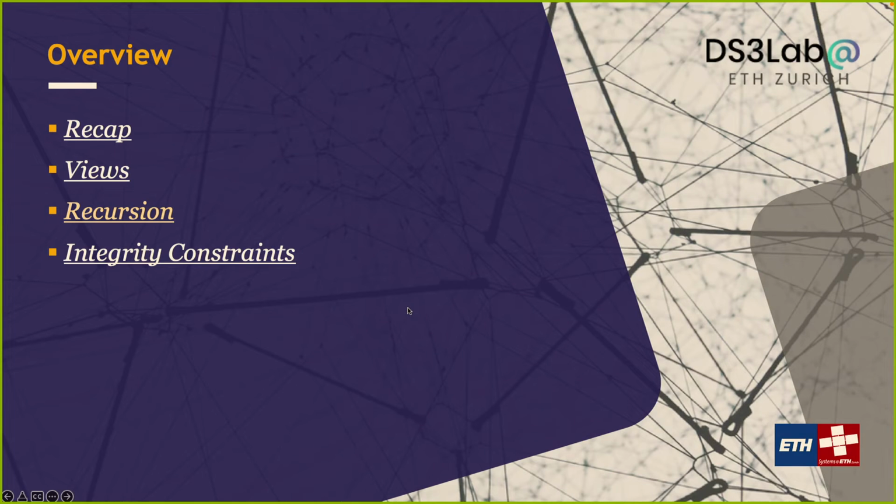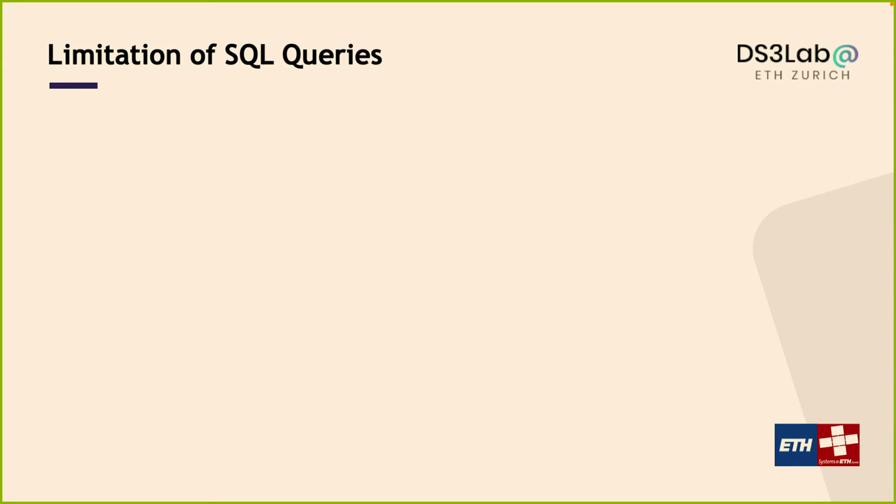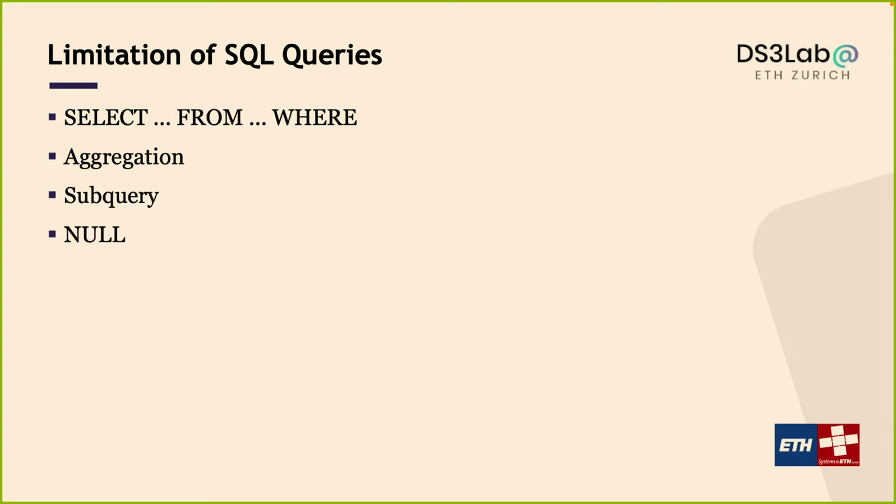Okay, recursion. Now we talked about views, we talked about a whole bunch of things we can do in SQL. Now we think about its limitation, right? Can we construct a query that we are not able to write using everything we have been learning in the last 3 weeks? What have we been learning? We know select from where, we know aggregation, we know subquery, we know null, we know views. We know quite a lot of things now, right? Can we think about a query that we cannot write using all of this?